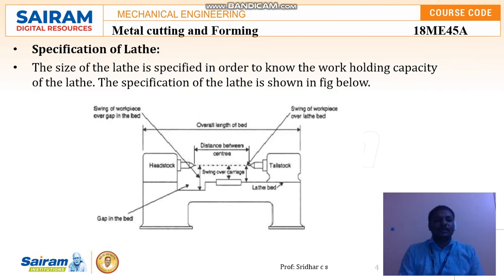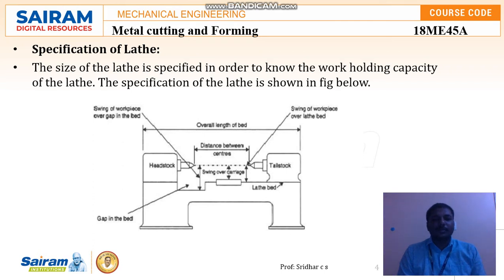Next we're going to see the specifications of the lathe. The size of the lathe is specified in order to know the work holding capacity. How we identify the specifications depends upon the work holding capacity. Majorly, the specification is between the headstock and tailstock. What would be the center distance?